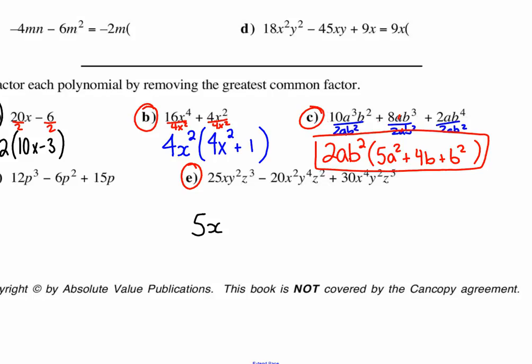So your GCF you should have is 5xy squared z squared. That's what your GCF is going to be. Okay. 5z minus 4xy squared plus 6x cubed z cubed. Is that a 5 or a 3? It is a 5. Okay. So z cubed. Okay? So check your answer.